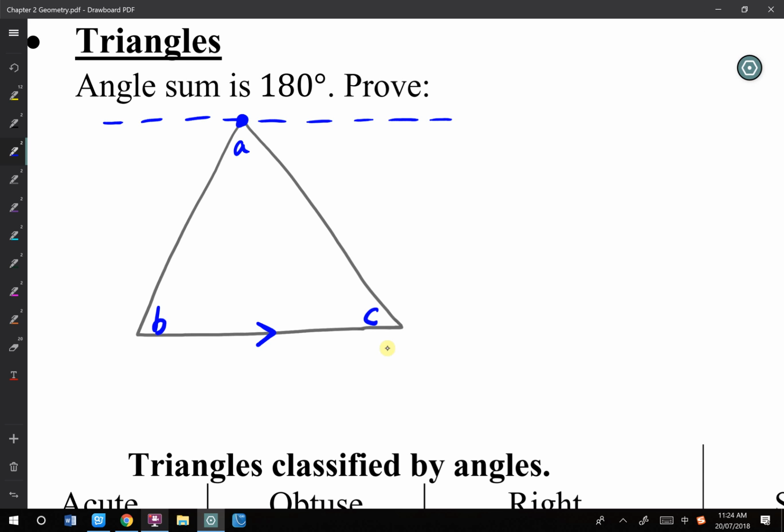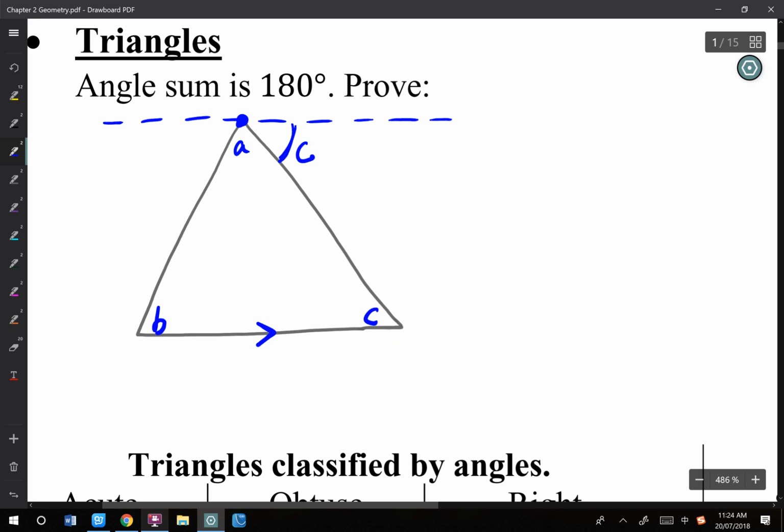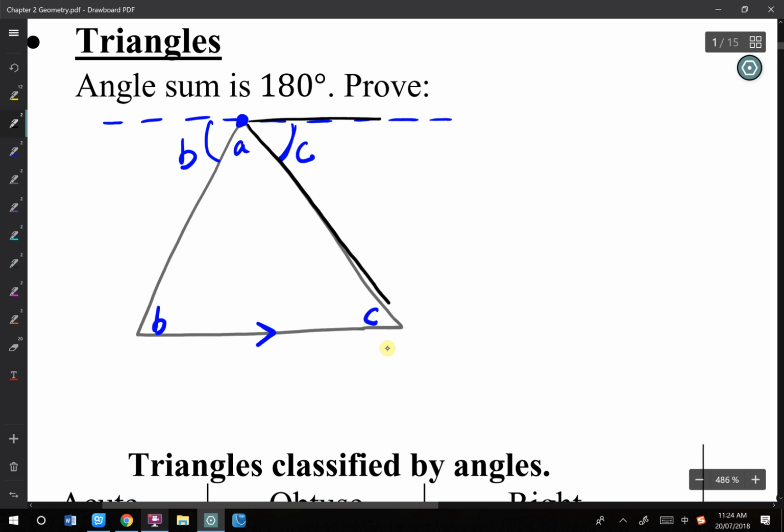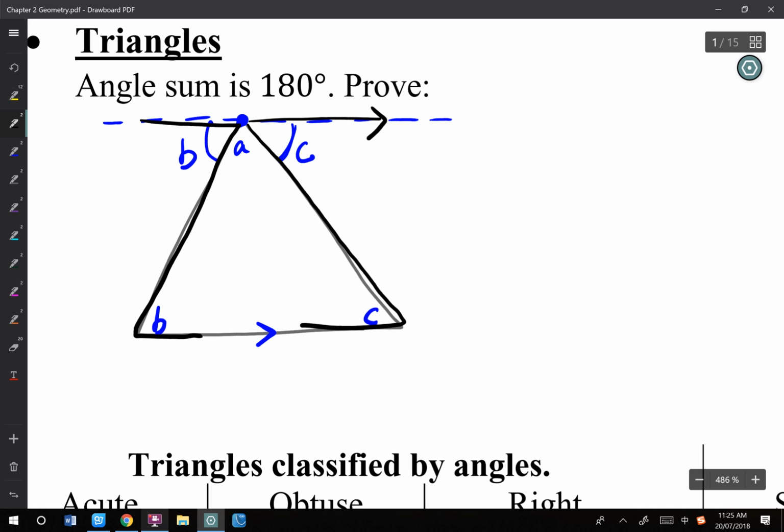So I can say this angle equals angle C, and this angle equals angle B, because they are alternate angles. Can you see the alternate angles? If I draw the Z here, that's one Z, and that's the other Z. Because it's a parallel line, the alternate angles are equal to each other.